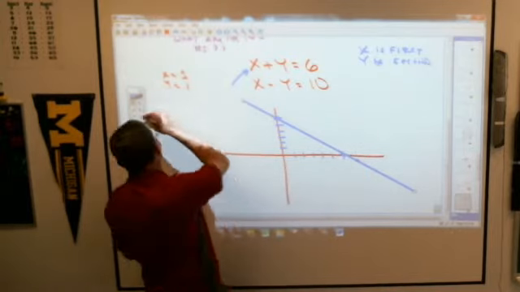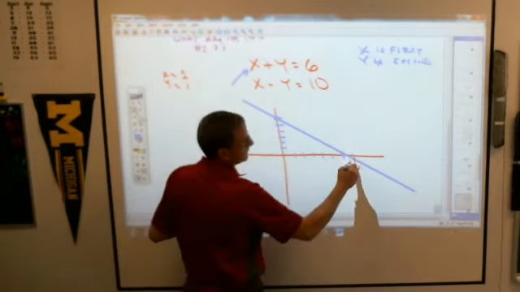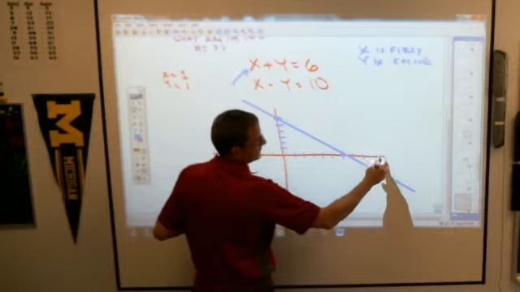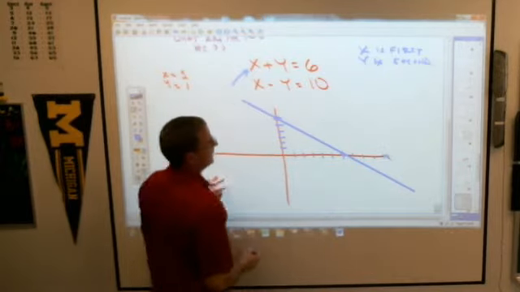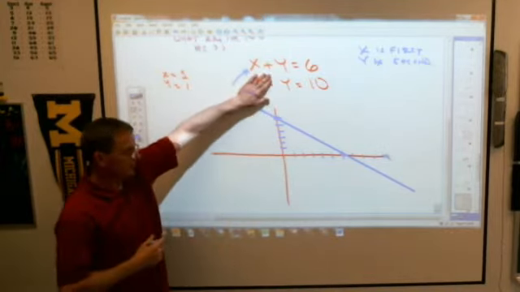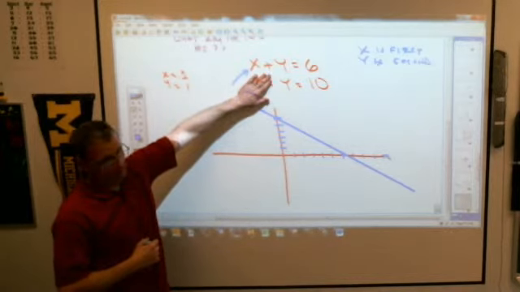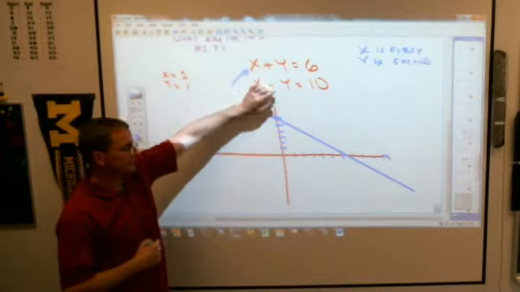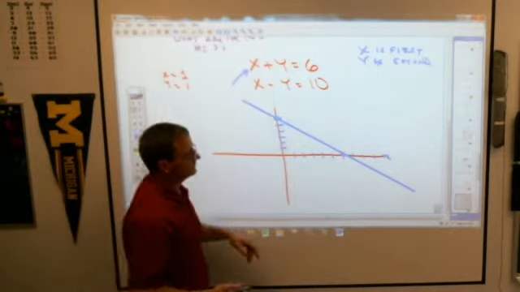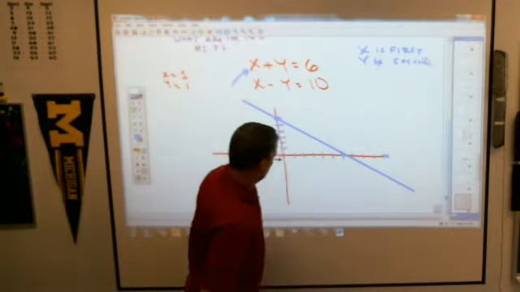7, 8, 9, 10. And if I cover up the x, y is not 10. Negative. Make sure you know that. This is negative 10.